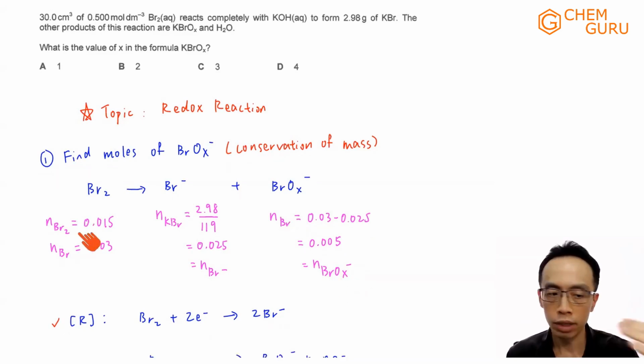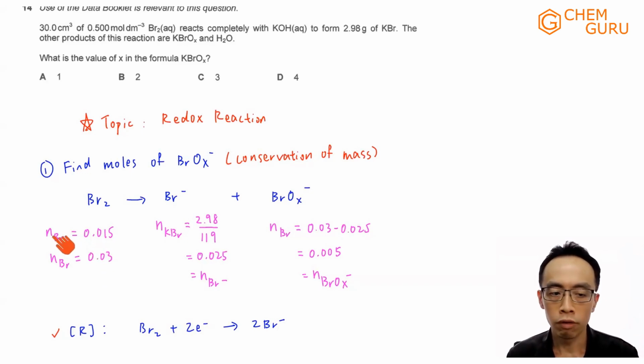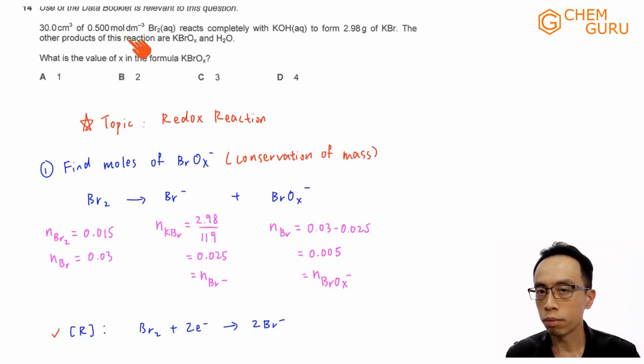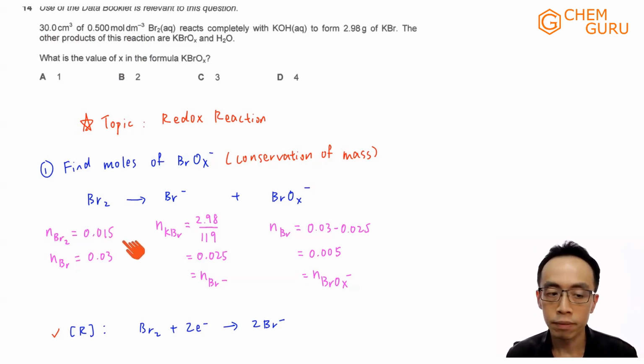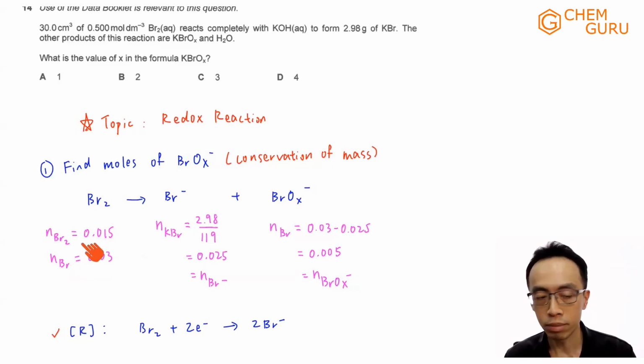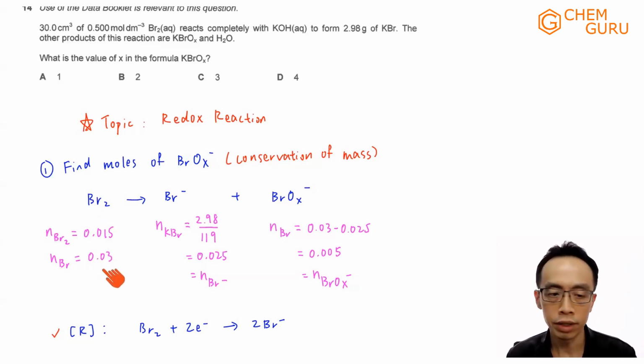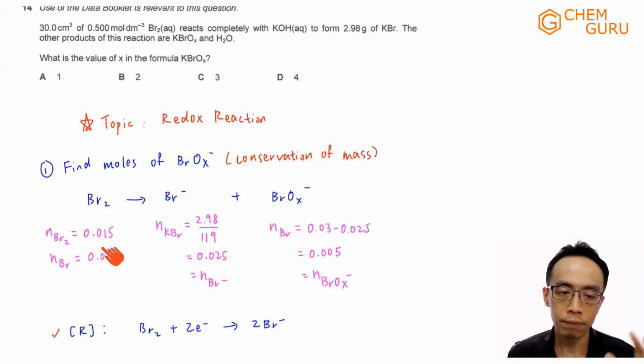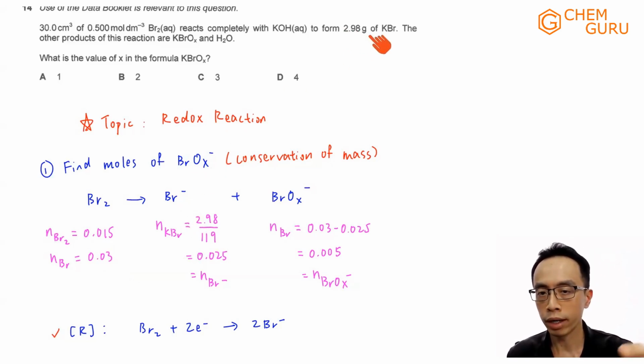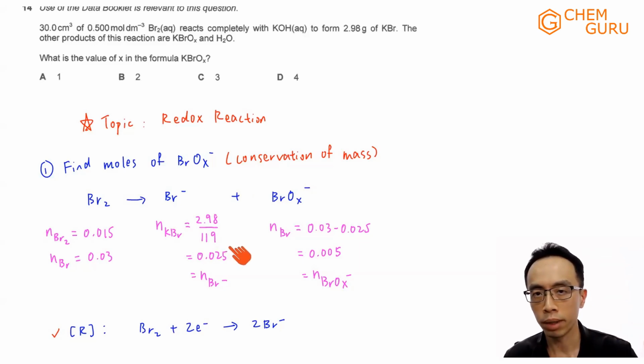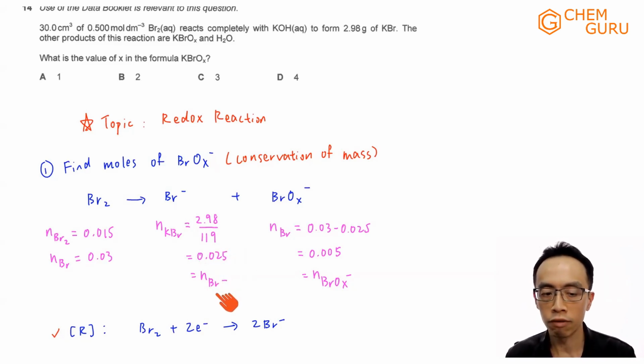We need that first. I can figure out number of mole of Br2, no problem, because the volume and concentration is given. We can find that mole of Br2 is 0.015. Number of mole of bromine atom will be 0.03, twice of it. Then if I look at my product, Br minus, I have the mass 2.98 gram of KBr. I can divide this by the molar mass of KBr. I can find the number of mole of KBr, 0.025, which is equal to the number of mole of Br minus.